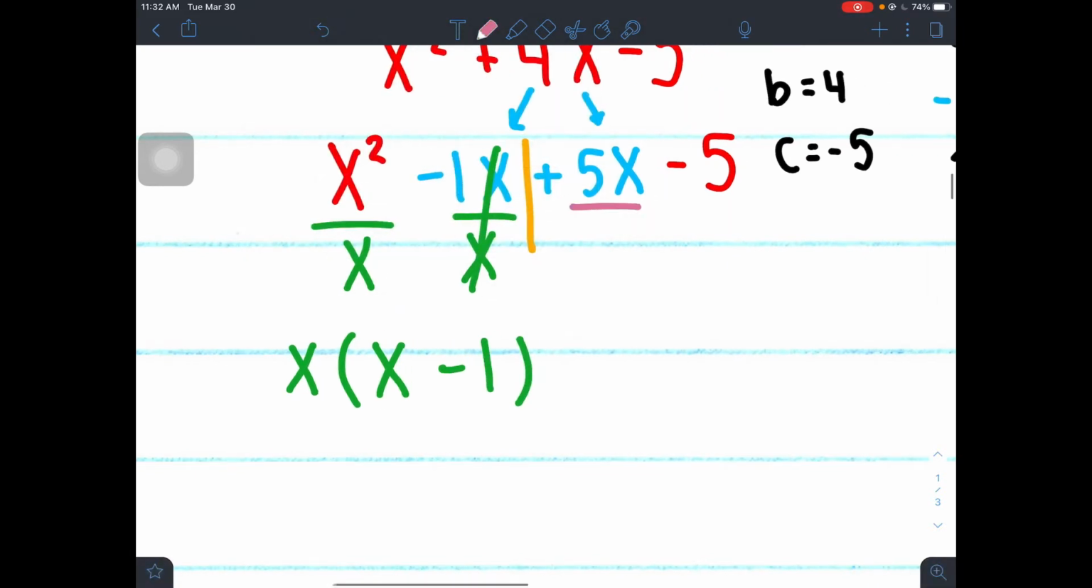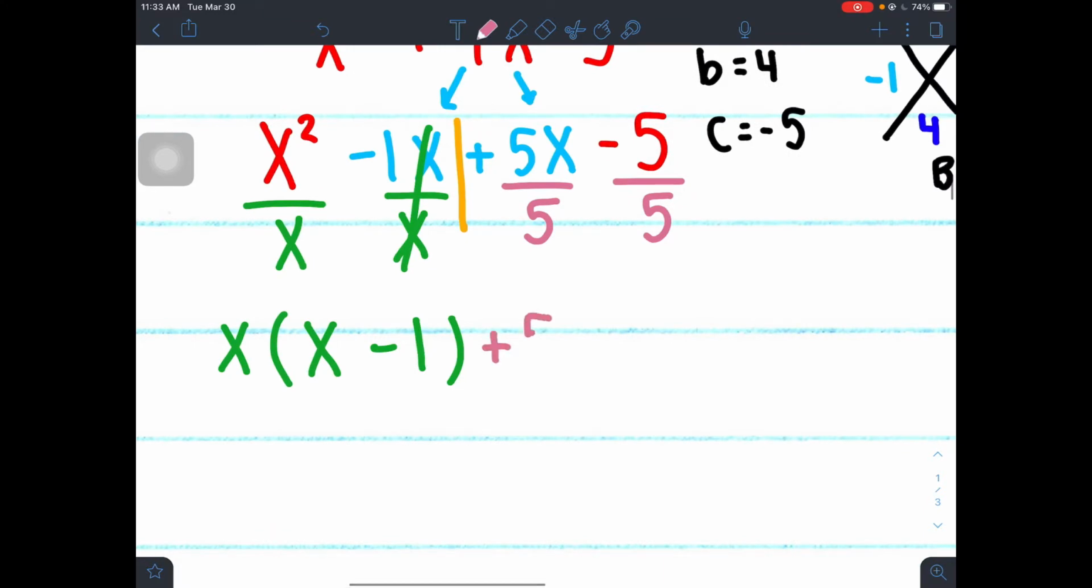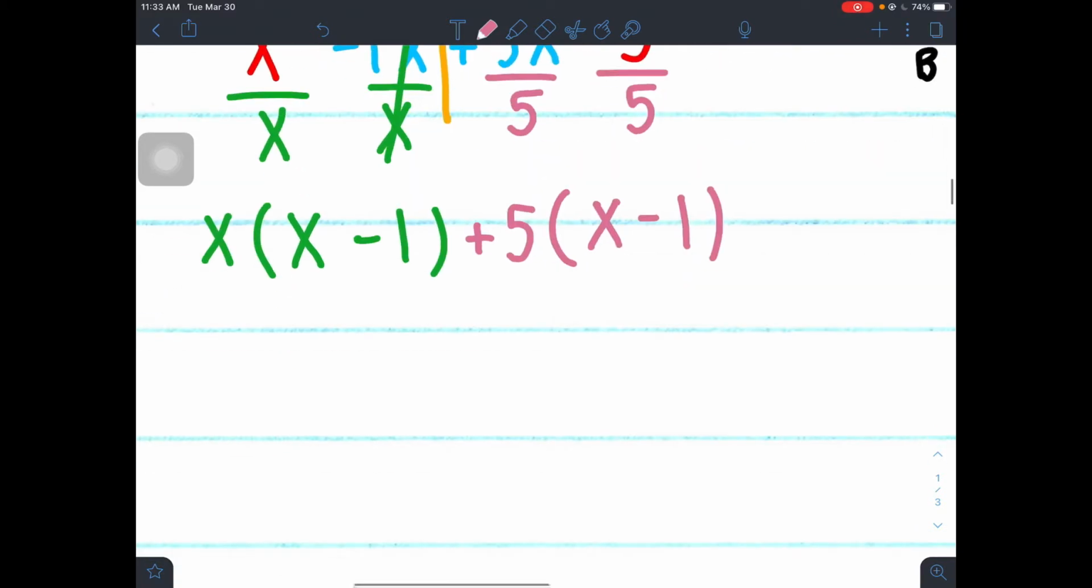Then I move on to the second group. I have 5x and negative 5. The largest thing I can take out of both is positive 5. No x's because that last term does not have an x. Also, I would only take out a positive 5 because the first term here is positive. So I want to put a plus 5 there. 5 divided by 5 is 1, so we have 1x. Negative 5 divided by 5 is negative 1. And yes, I do need to write the 1 there because it is important.